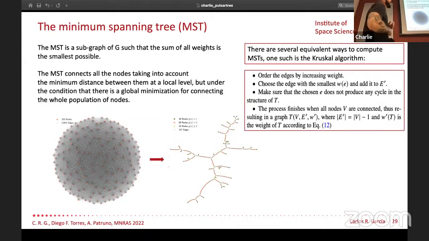So, this is the minimum spanning tree. This is, I think, the most important one here. The minimum spanning tree, or the MST, is a subgraph of a graph G that gets the smallest weight that a graph has. If you take a graph and reproduce a subgraph taking all the nodes, and you connect all the nodes in a random way, you obtain a final weight assigned to this graph. The minimum spanning tree does this, but getting the smallest weight. This is really good because the MST is able to connect all the nodes, considering the smallest weight between two nodes at a local level, but also considering what's going on in a global situation.